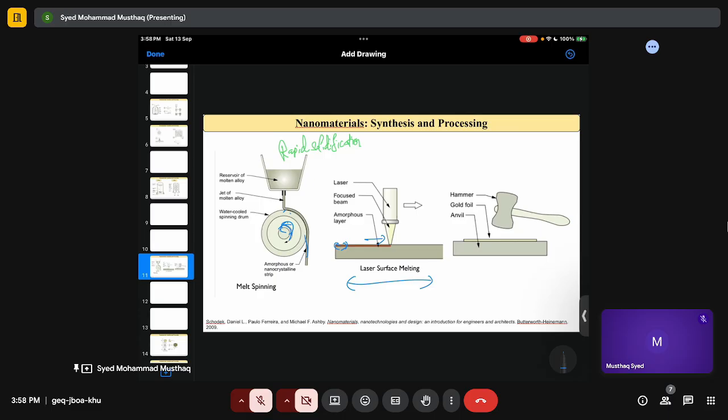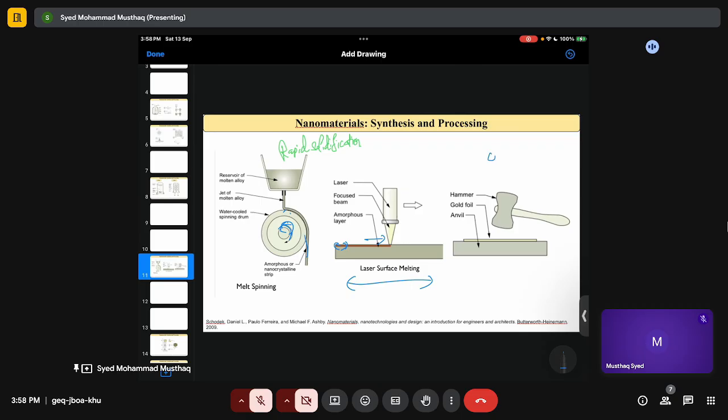Some metals may form glasses even if you cool them normally. If you are not cooling very fast, not introducing any liquid nitrogen or anything, you are just cooling it. We are just making sure that we are moving all this. That's what we are doing.